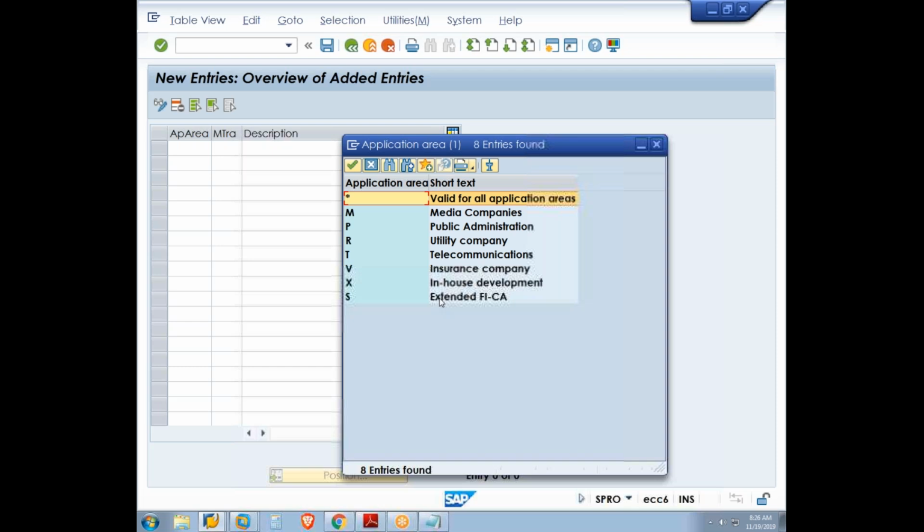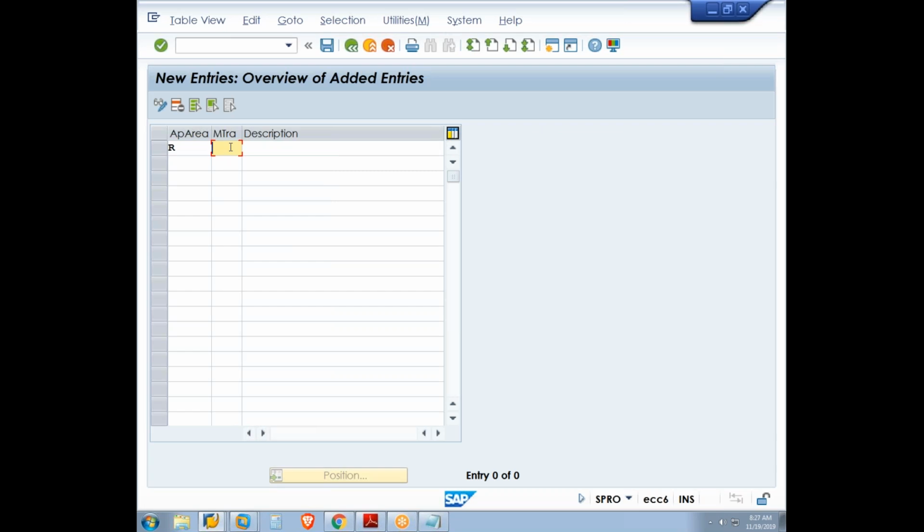But our system here is FICA. Our system here is utility company, so you have to select the utility company. Now, main transaction. All our company codes, everything we have defined with 5. We are defining it as 5, right? 55550. Yeah, so our company code is also 5.